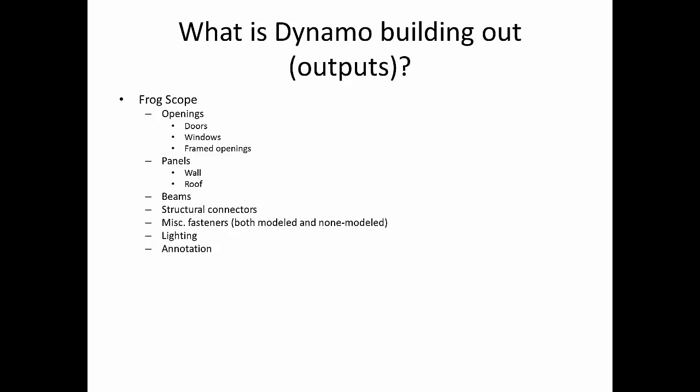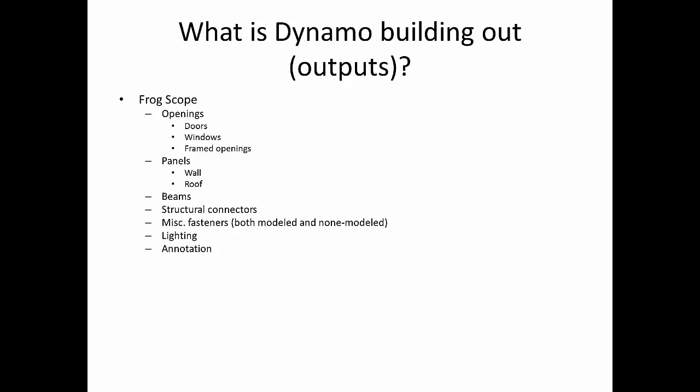So you'll see elements in here that are not our scope, but that also have a need in order for the architect to create construction drawings. So panels as well, wall panels and roof panels, beams, structural connectors. Anything that ties our system together is also our scope. We'll talk a little bit about structural connectors and how there are some families that I think are probably a different way to look at families. Miscellaneous fasteners, both modeled and not modeled. I was talking to you a little bit about that a second ago.